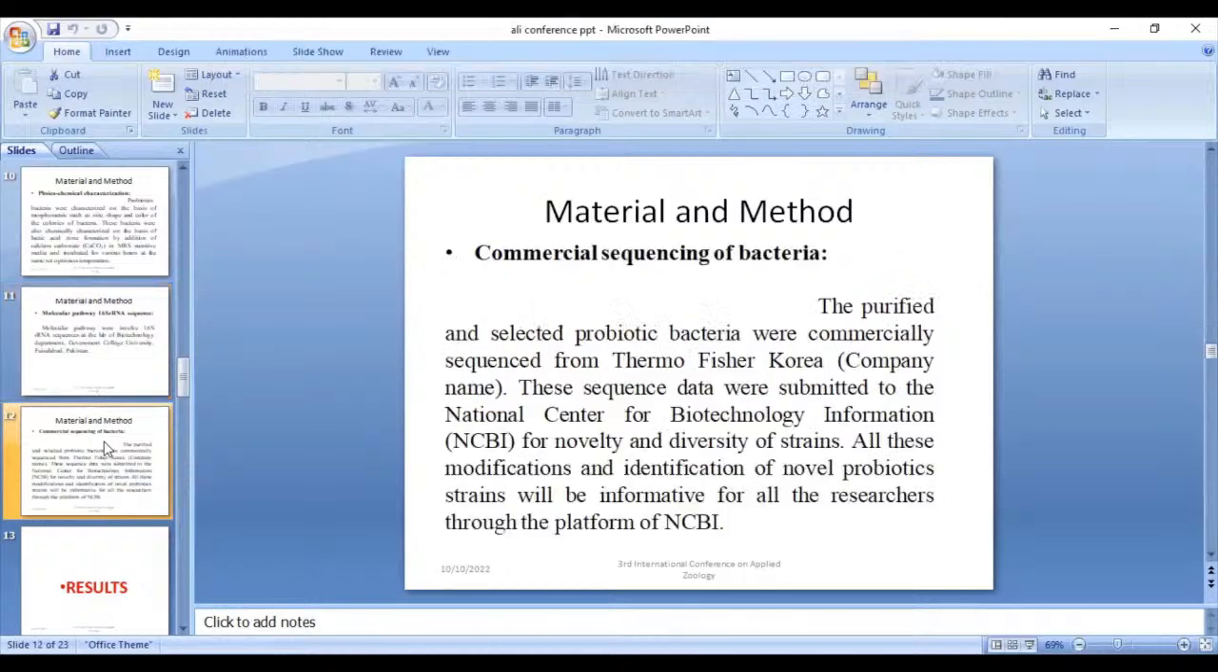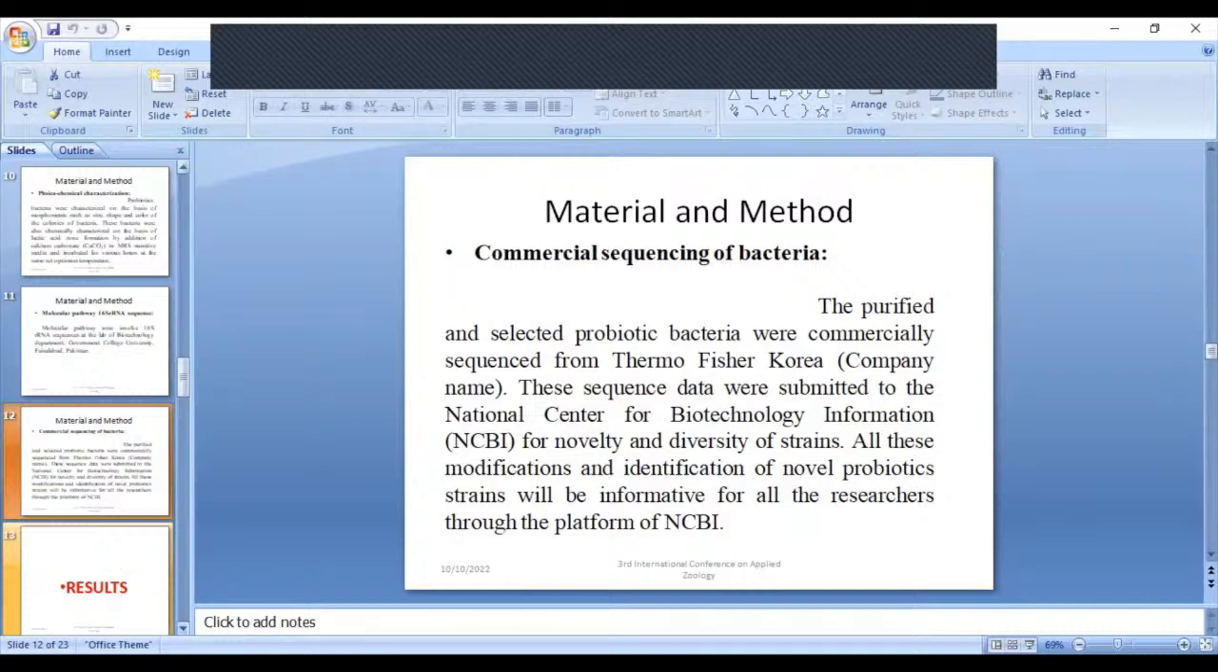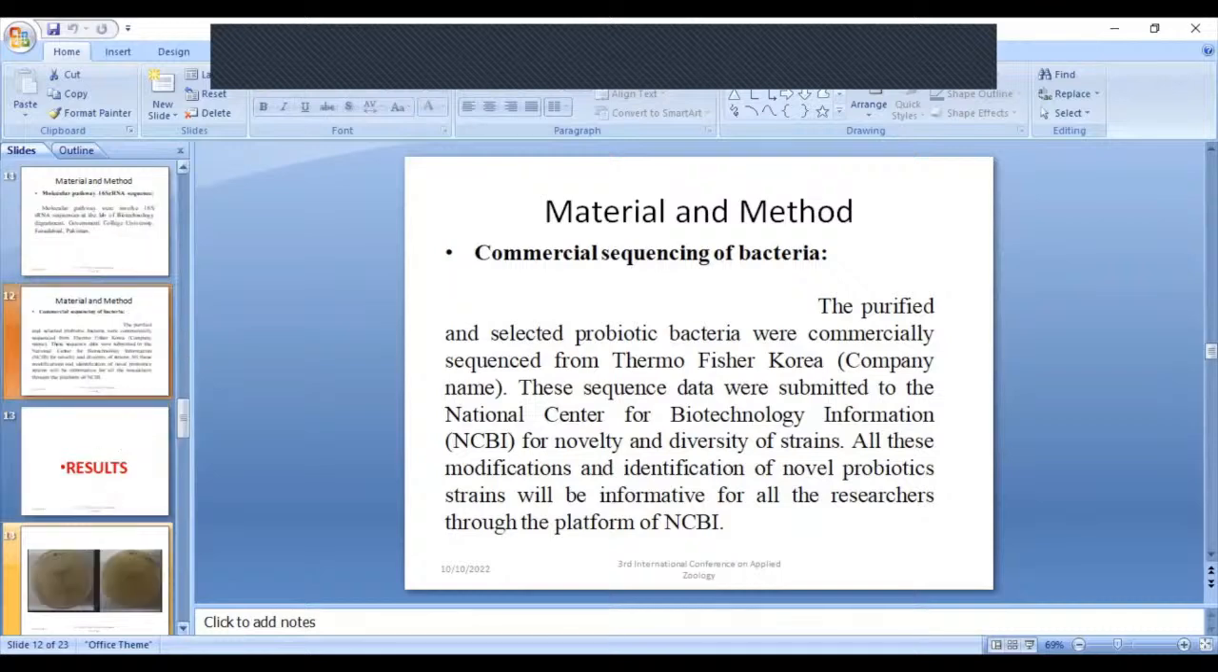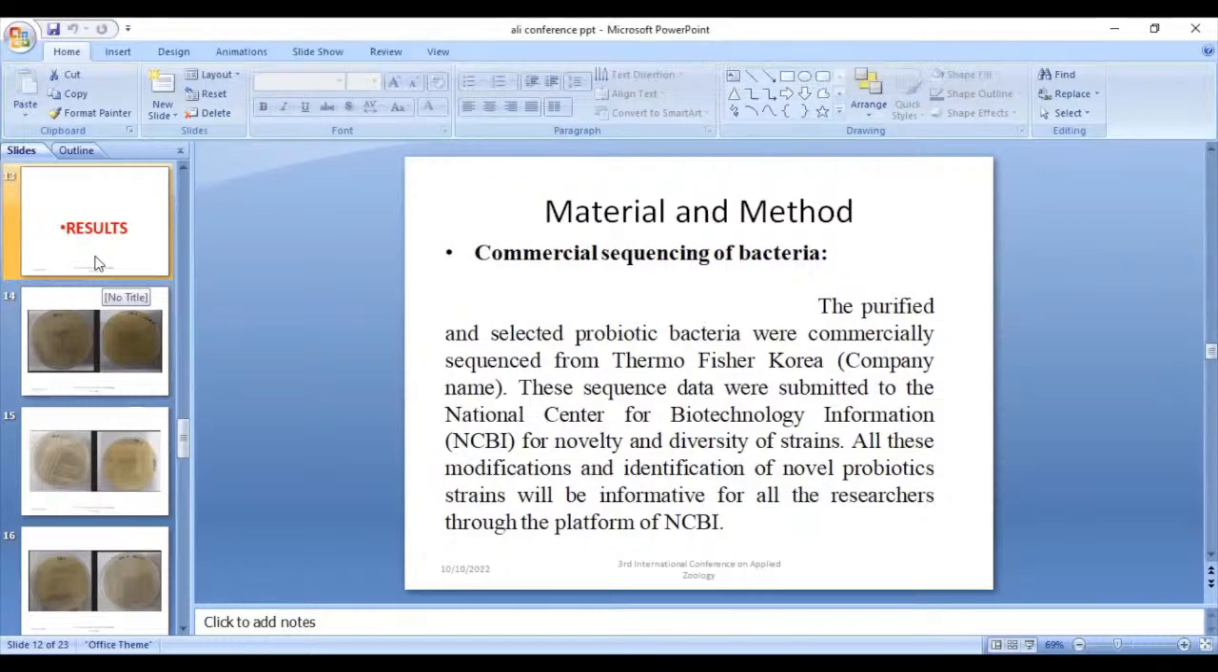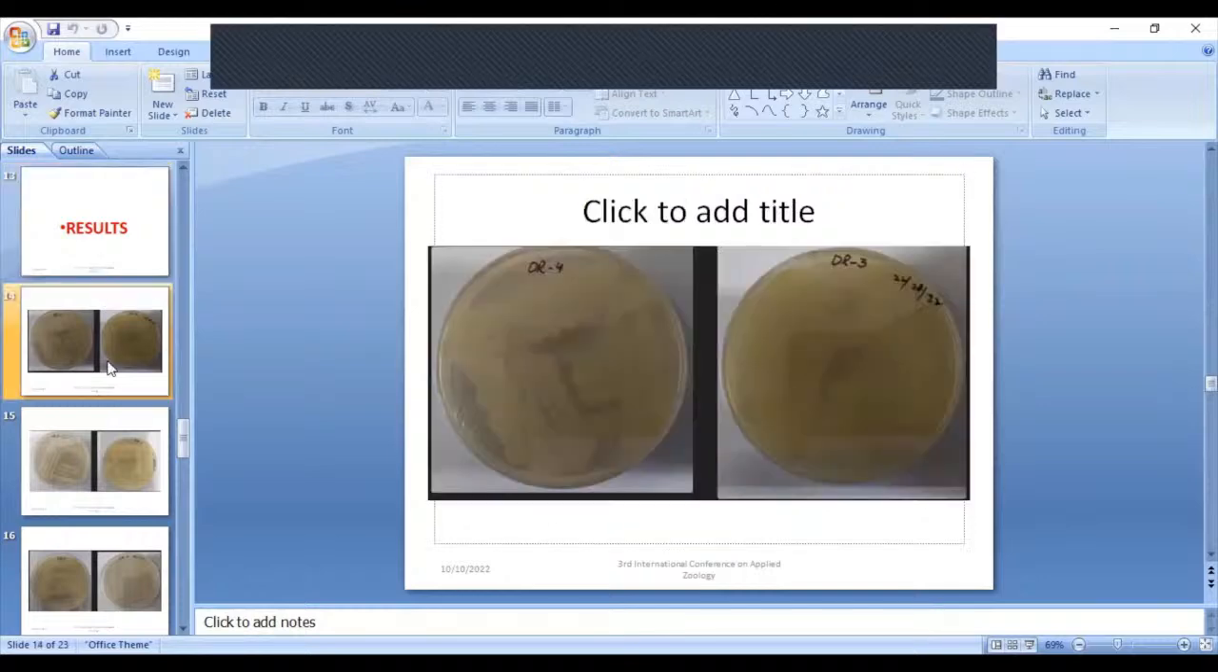Commercial sequencing of bacteria. The purified and collected probiotic bacteria were commercially sequenced by Thermo Fisher Korea company. The sequence data were submitted to the National Center for Biotechnology Information, NCBI, for novelty and diversity of strain. All the modification and identification of novel probiotic strains will be informative for all researchers through the platform of NCBI. Result.